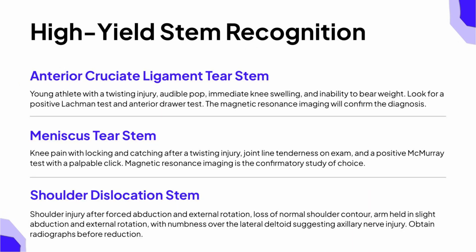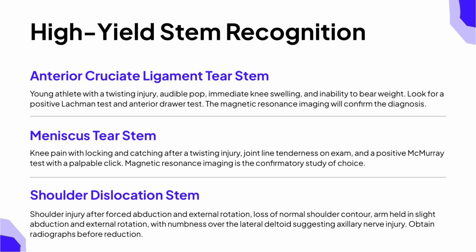Now let us go through the high-yield stem patterns. For an anterior cruciate ligament tear, the classic stem gives you a young athlete who plants and twists, hears a pop, gets immediate swelling, and cannot continue playing. The Lachman test is the most sensitive physical exam finding the boards will test. For a meniscus tear, the key words are locking and catching. The patient has joint line tenderness and a positive McMurray test with a click during flexion and rotation.